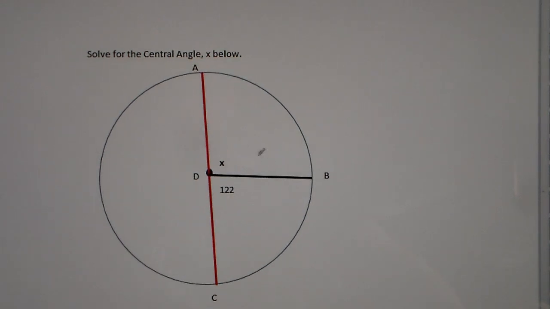Let's try another one. We know that there's 180 degrees on one side of the diameter. We want to find this value of x, so we do 180 minus 122.